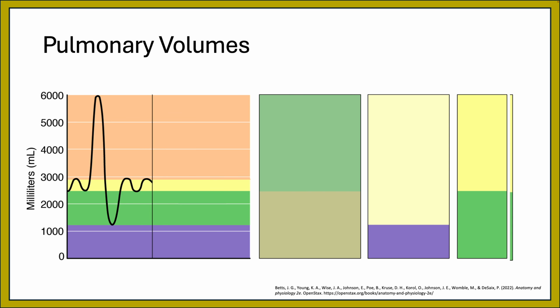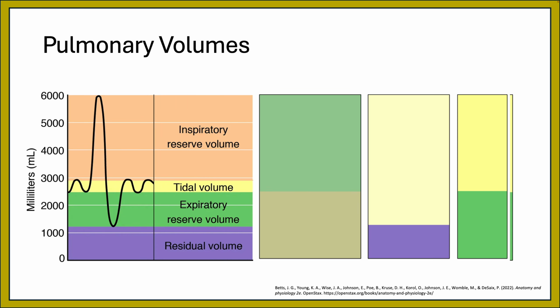All right, so let's talk about these different pulmonary volumes. So we have several different volumes. A respiratory volume is the term used for the various volumes of air that are moved by or associated with the lungs at any given time. So the four major ones are the inspiratory reserve volume, the tidal volume, the expiratory reserve volume, and the residual volume. Let's start with the tidal volume. This is the amount of air that normally enters the lungs during quiet breathing. Generally, this is about 500 milliliters.